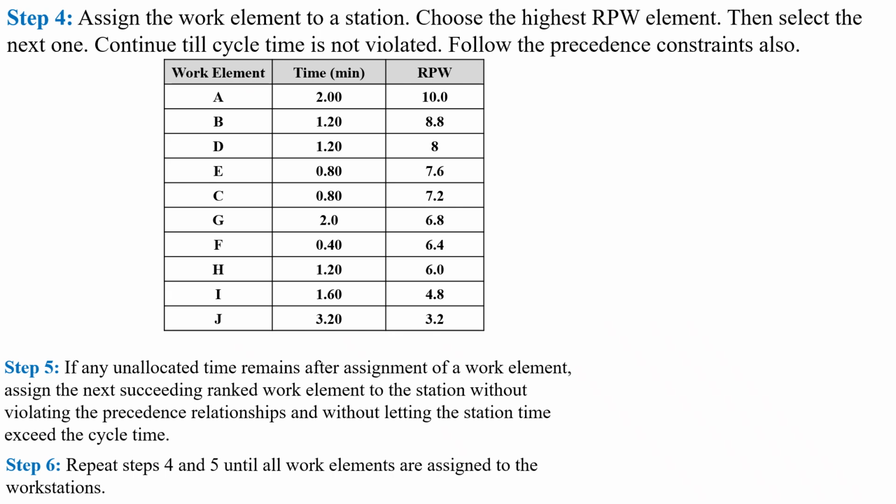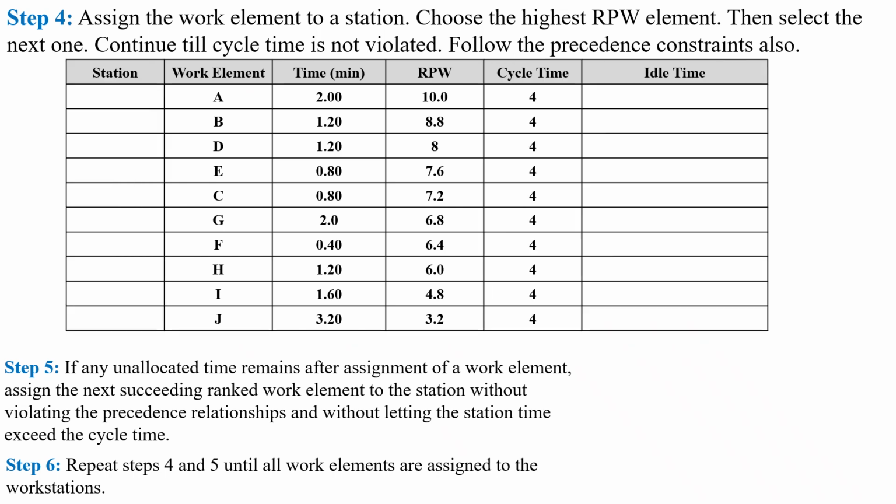For this, we have to draw the tabular column, with the columns of workstation, work element, time, RPW, cycle time and idle time. First we have to assign the work elements to stations. We start with station 1, and the first element is element A. Its cycle time is 4 and its processing time is 2. Then the idle time is 4 minus 2, which is 2.